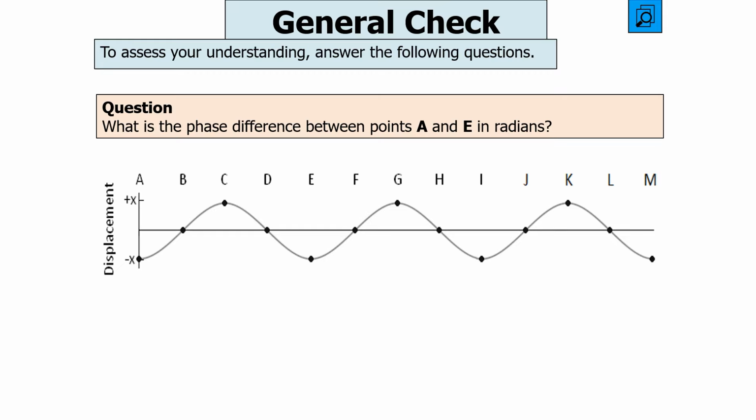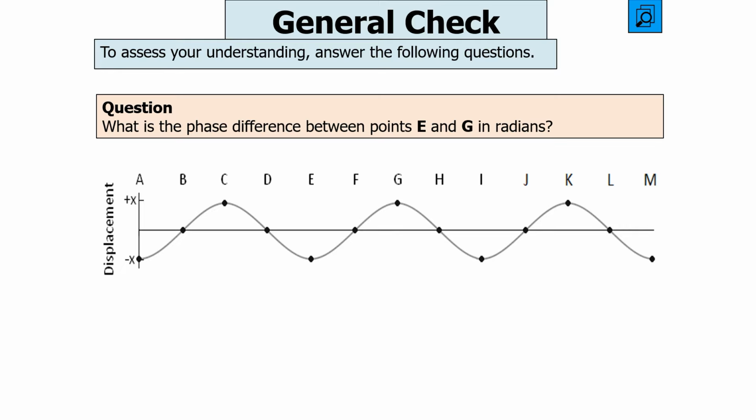What is the phase difference between A and E in radians? Pause the video now, then unpause the video when you want to go through your answer. The answer is 2 pi radians or 0 pi radians because it resets after every 2 pi radians. What is the phase difference between B and F in radians? The answer is 2 pi radians or 0 pi radians.